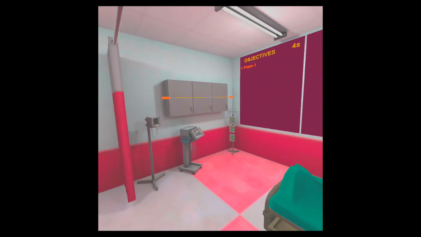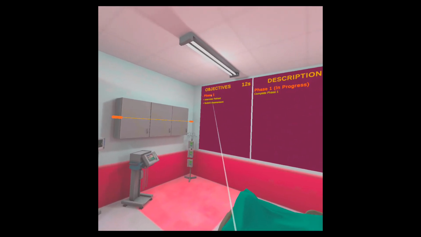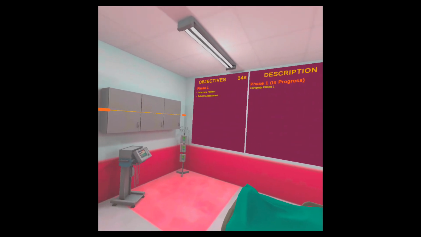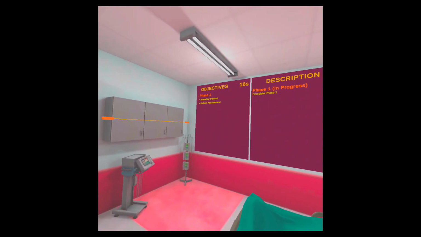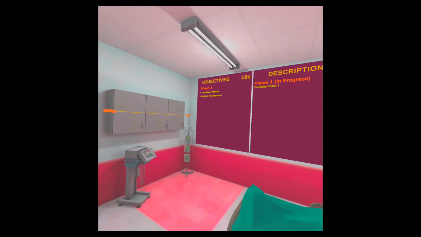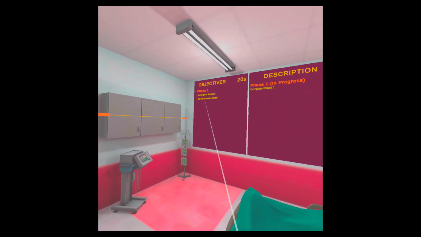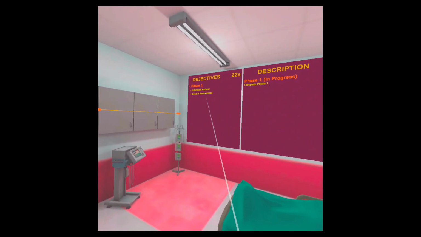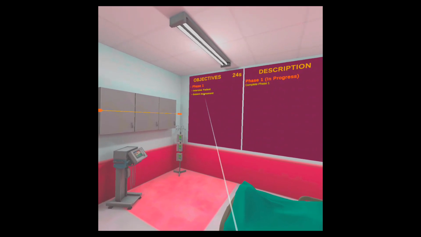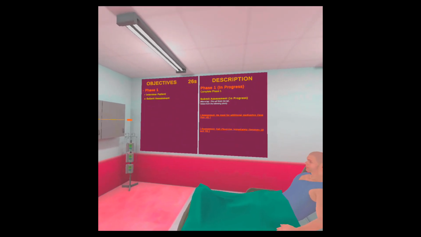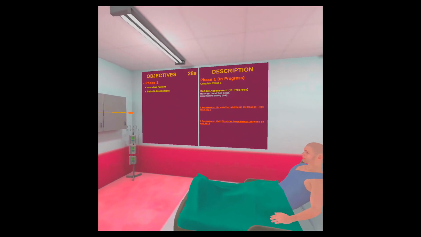So here's my patient. I can take a quick peek at my objectives, and I can see there's a single phase for this activity, two activities to do in the phase: interview the patient and submit the assessment. I take a quick peek at submitting the assessment, and I can see that I need to make a choice.